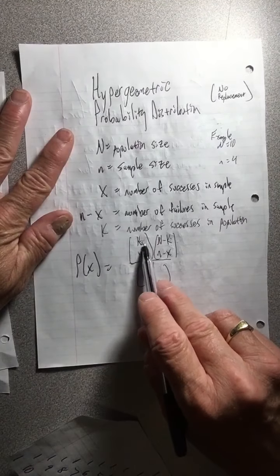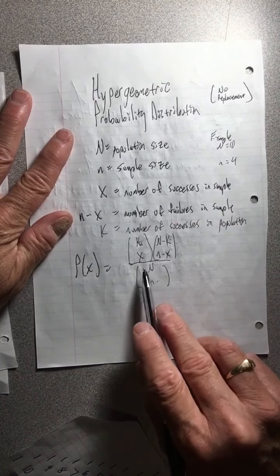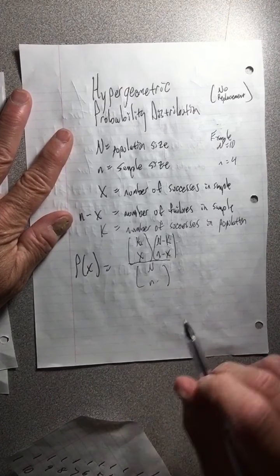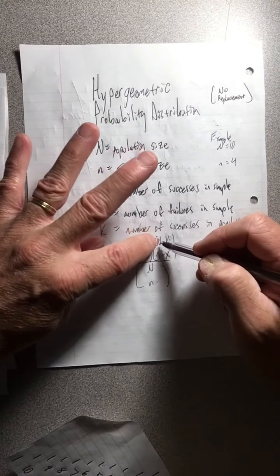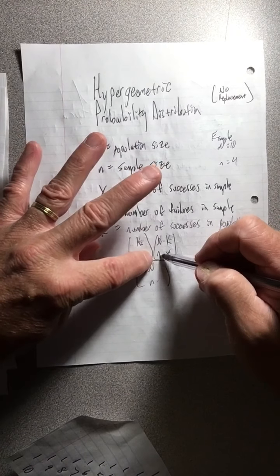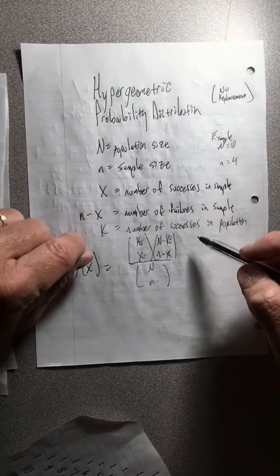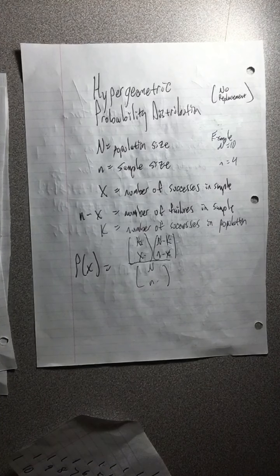So notice that this plus this, the k and the negative k cancel, and it gives me the population size. And then this plus this, the x and the negative x cancel, and gives me the sample size. So that's a way to check yourself. This plus this should be n, and this plus this should be lowercase n. So this plus this should be population size, this plus this should be sample size. That's the hypergeometric probability distribution formula. Math made simple.